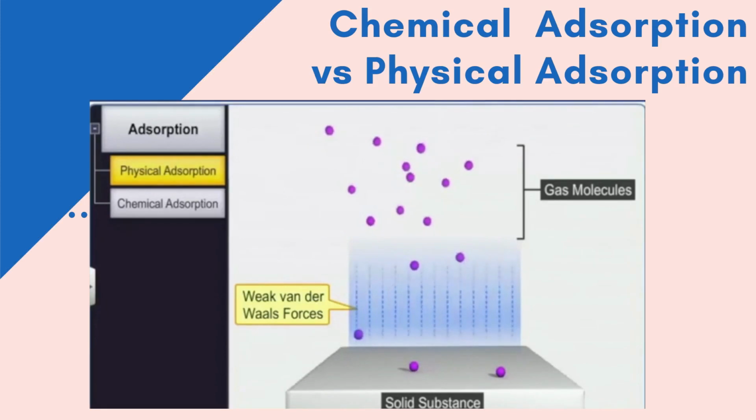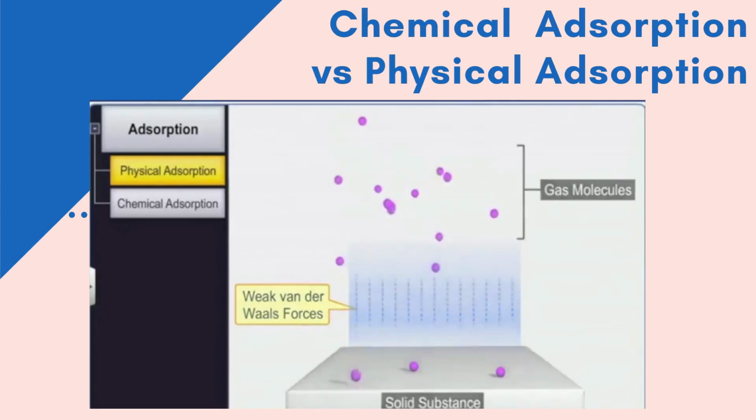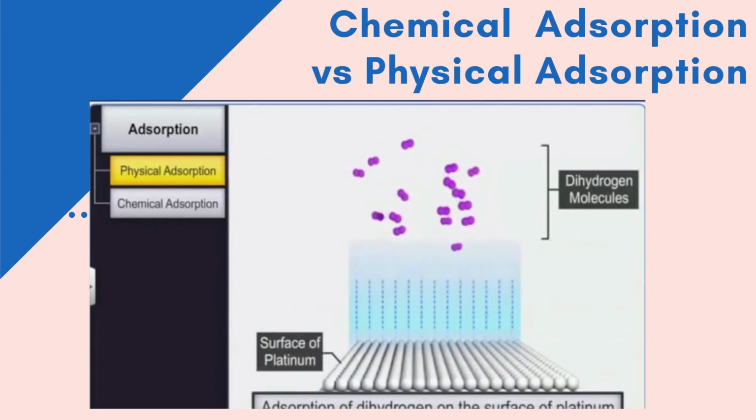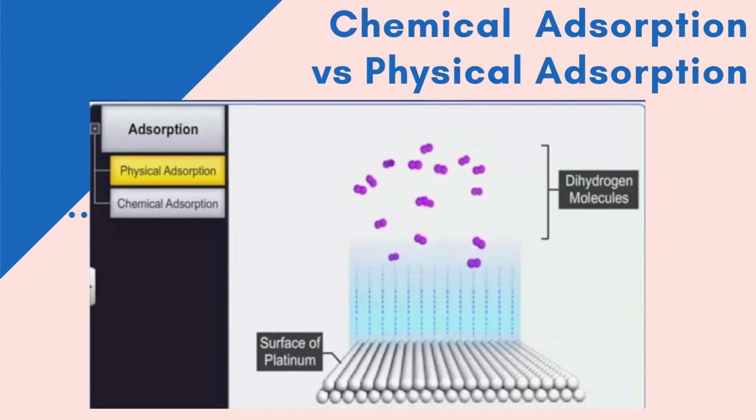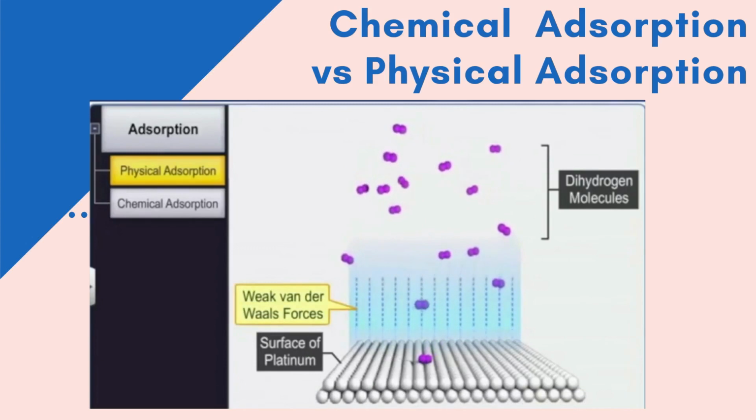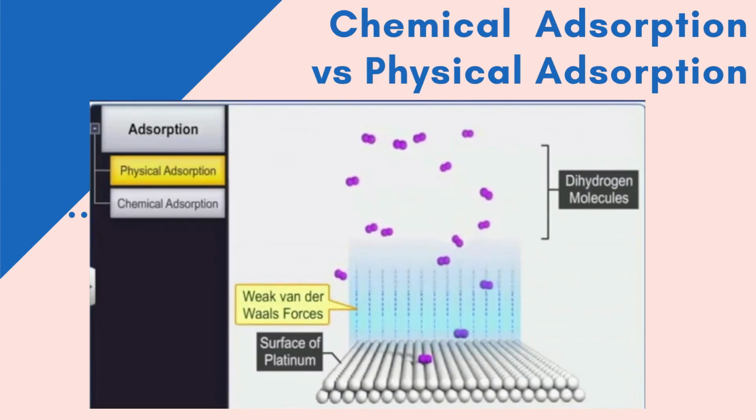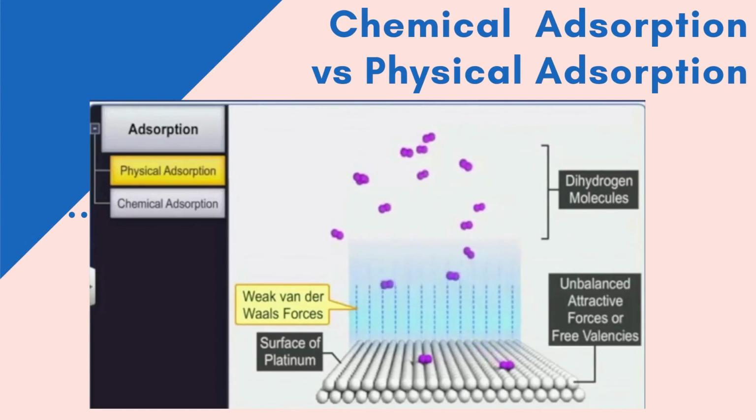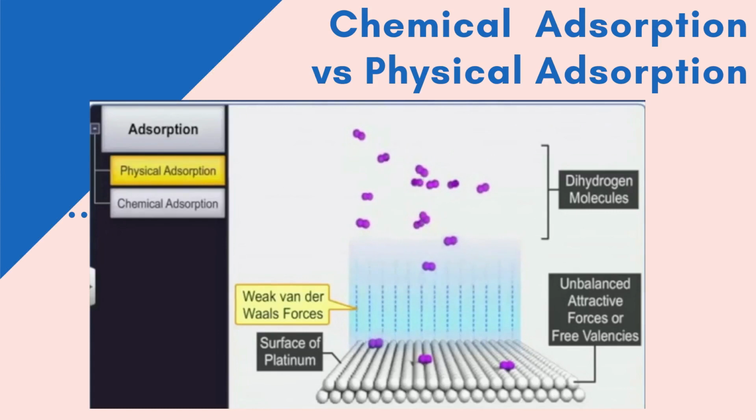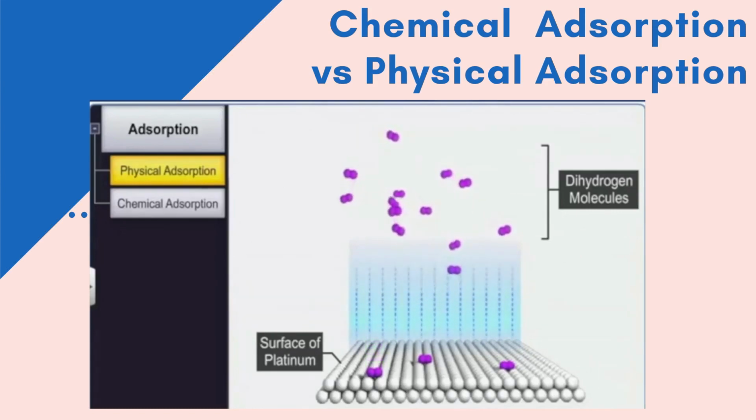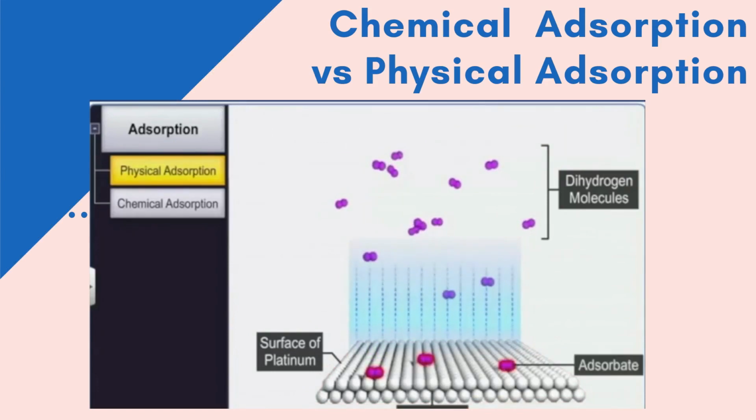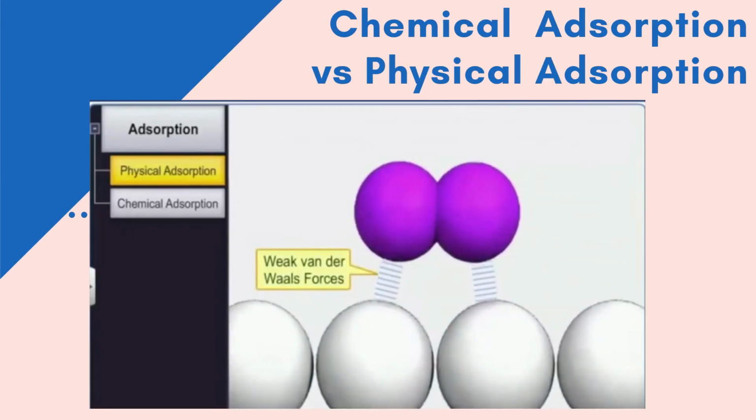Let's look at an example. In the adsorption of dihydrogen on the surface of finely divided platinum, hydrogen molecules are first attracted towards the surface of platinum by weak van der Waals forces, and then adsorbed due to the presence of unbalanced attractive forces or free valencies on the metal surface. This is physical adsorption. Here, platinum is the adsorbent and dihydrogen molecules the adsorbate. Note that there is no chemical bonding between the adsorbent and the adsorbate.